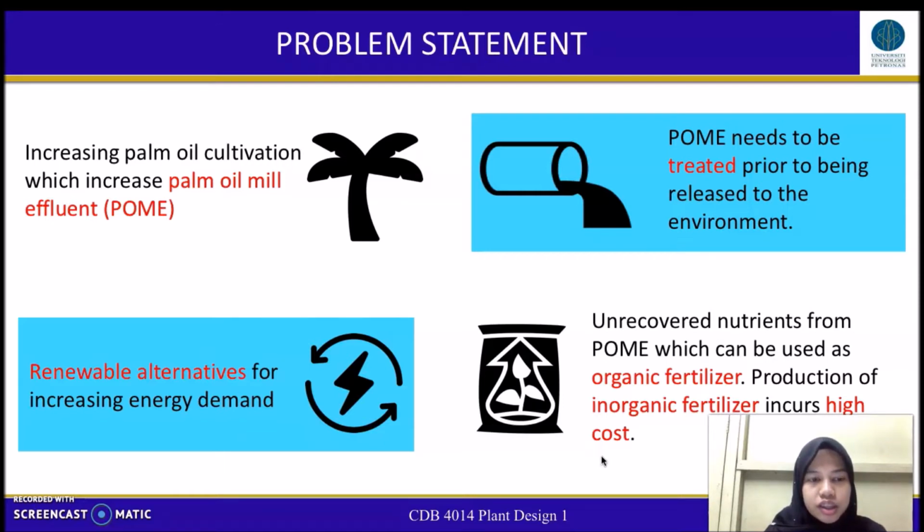The third one is the increasing energy demand. Currently our world depends mostly on non-renewable energy such as fossil fuel. So there have to be renewable alternatives, and POM may be one of the alternatives. The fourth one is the unrecovered nutrients from POM, which can be used as organic fertilizer. Why? Because it contains nutrients such as lipids and carbohydrates. But for that, production of organic fertilizer incurs high costs due to the chemicals used for its processing.